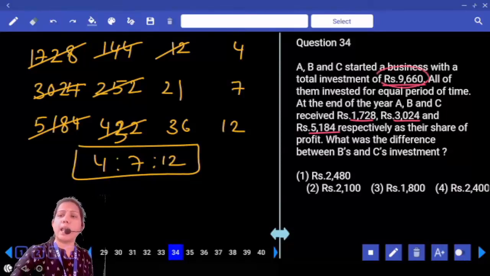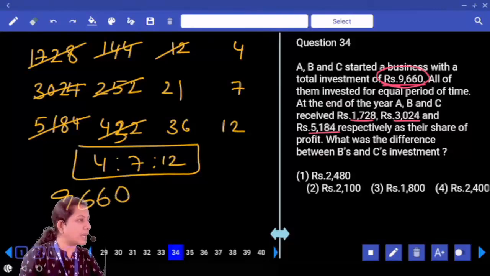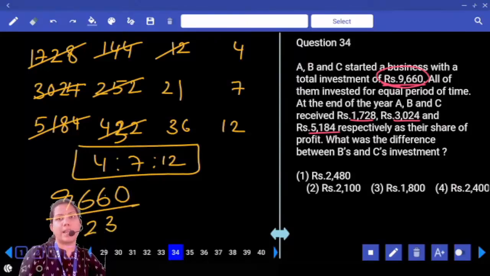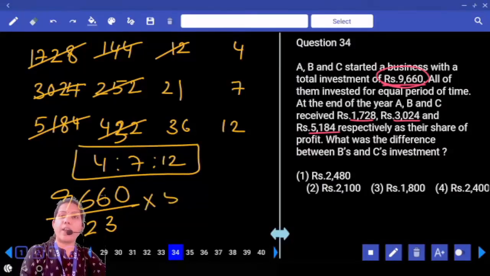What is total? 9660. Total investment means total together. A is equal to how many parts? 4 and B 7, C 12. 11 plus 12 is equal to 23 parts. Value is 9660. And the question is, what is the difference between B and C? B equal to how many parts? C equal to, then find the difference, 5 parts.